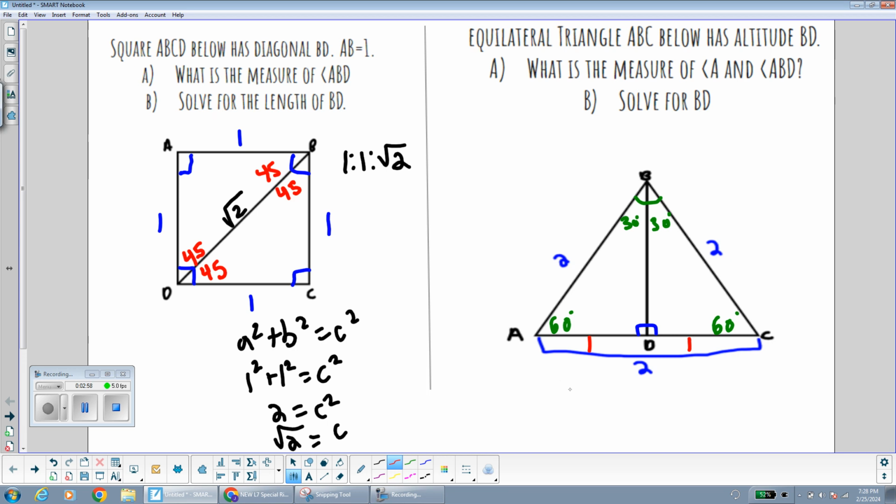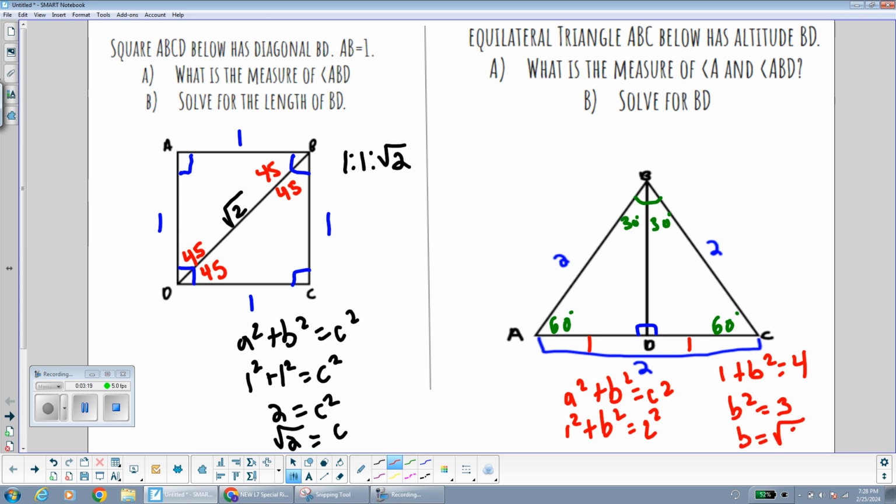So using the Pythagorean theorem, which is a squared plus b squared equals c squared, I have 1 squared plus b squared is equal to the hypotenuse squared. So what I have here is 1 plus b squared is equal to 4. Subtracting 1 on both sides, b squared is equal to 3, so b is equal to radical 3. What we have here is our second special right triangle, the 30, 60, 90 triangle. And the 30, 60, 90 special right triangle has sides that are in the ratio 1 to radical 3 to 2.